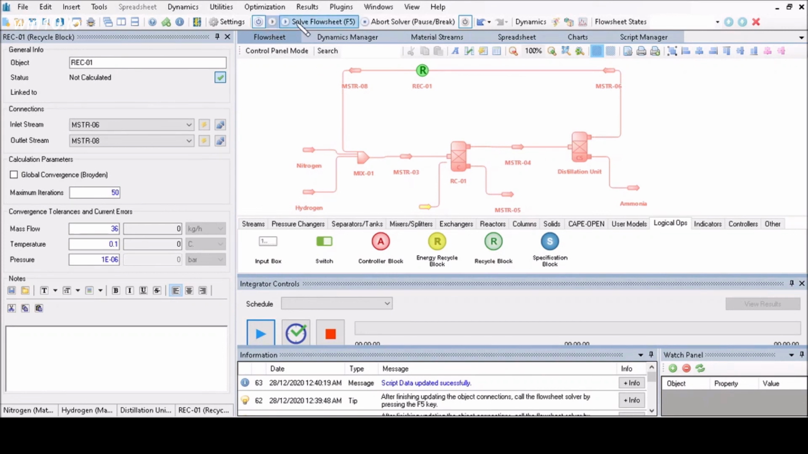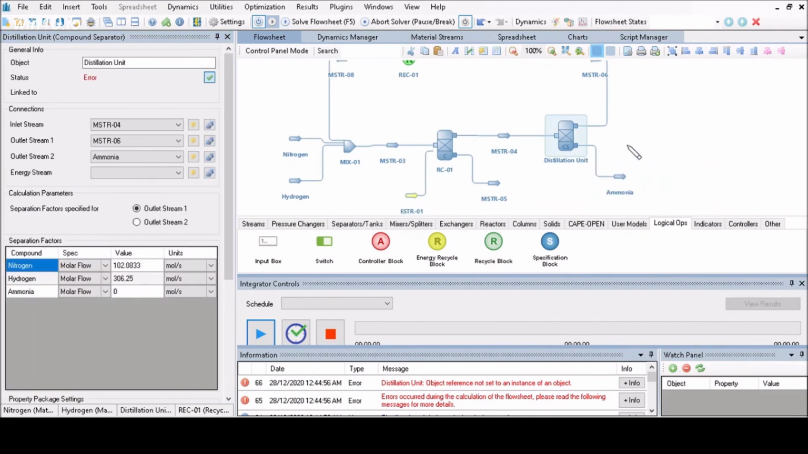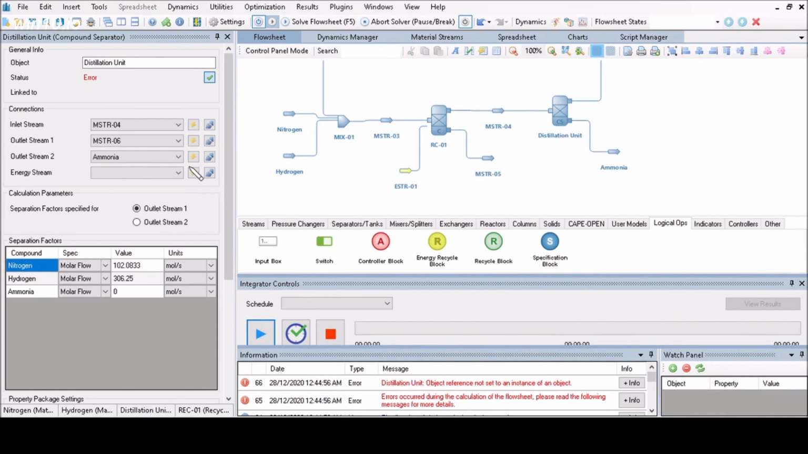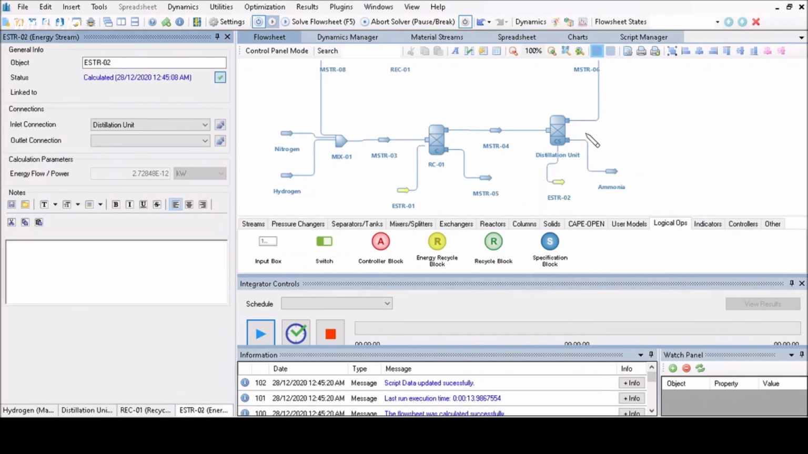So let's try running the program, the simulation rather. Hmm. Sorry, forgot the energy stream. Okay.